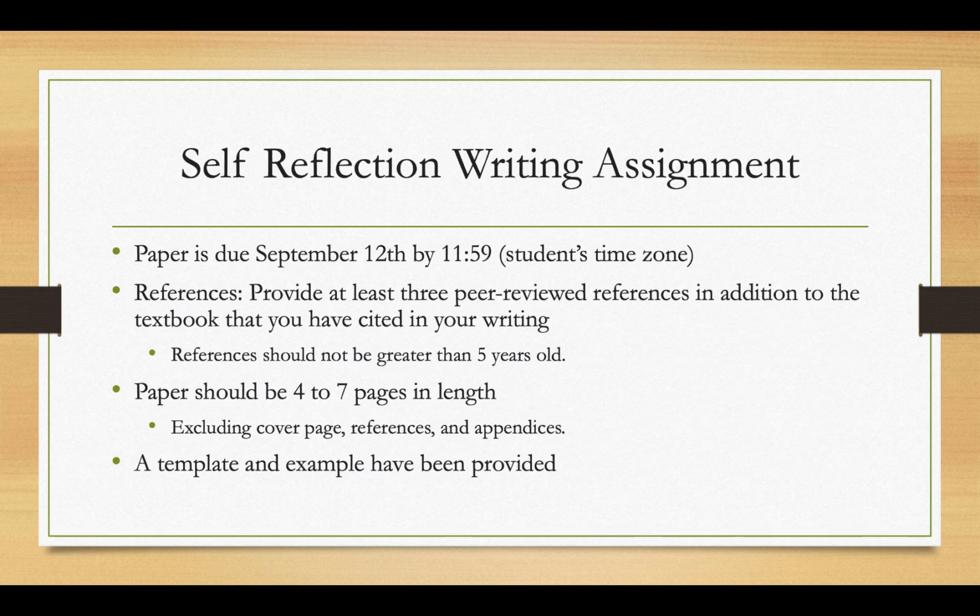Your self-reflection writing assignment paper is due on September 12th at 11:59, the student's time zone. References need to include 3 peer-reviewed references in addition to usage of the textbook when you cite your writing. References should not be greater than 5 years old. The paper is generally about 4 to 7 pages in length. This is just a general estimation to give you an idea what we're looking for. And those 4 to 7 pages exclude the cover page, any references, or any appendices that you include.